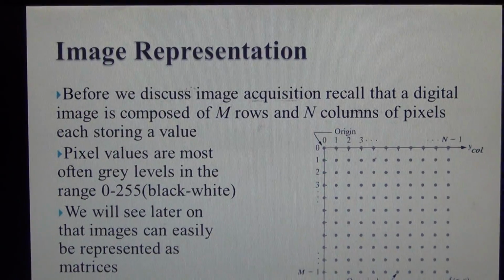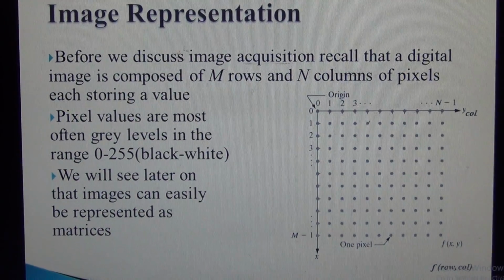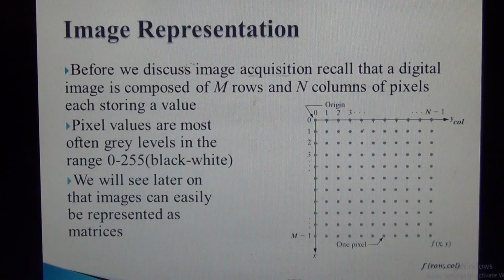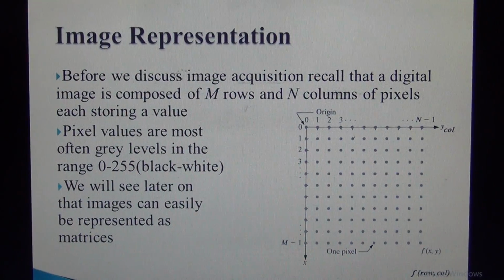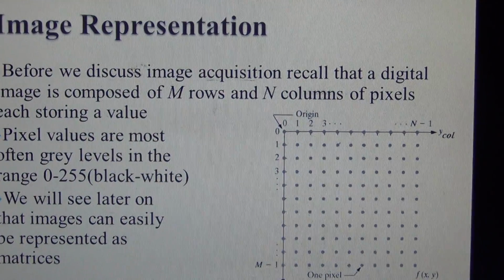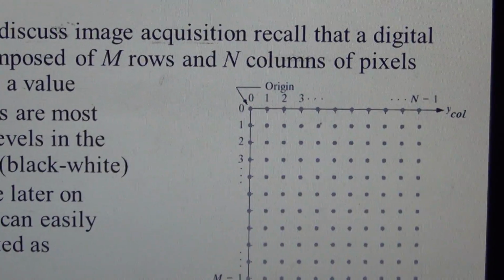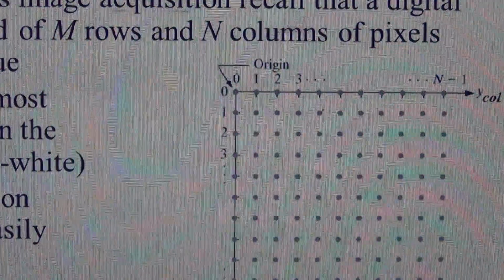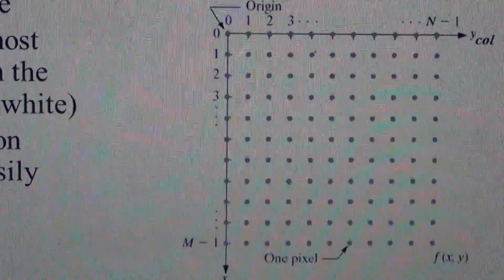How are the images represented in a 2D matrix? Here we can see that pixel values are the gray values from 0 to 255, 0 for black and 255 for white, and we will see later on that these images can easily be represented as matrices.